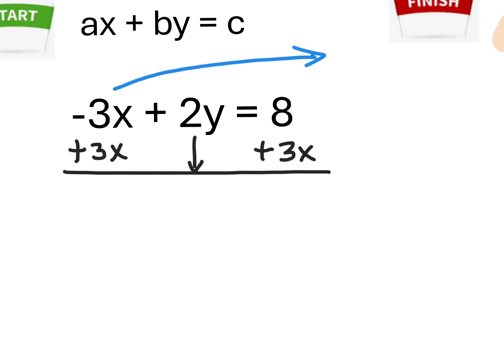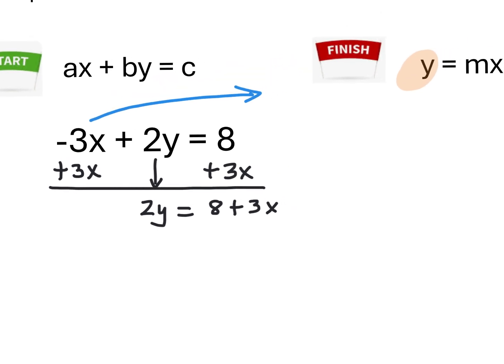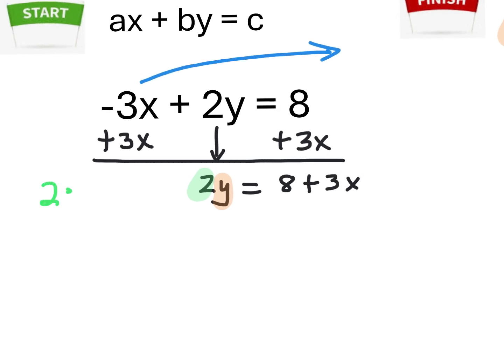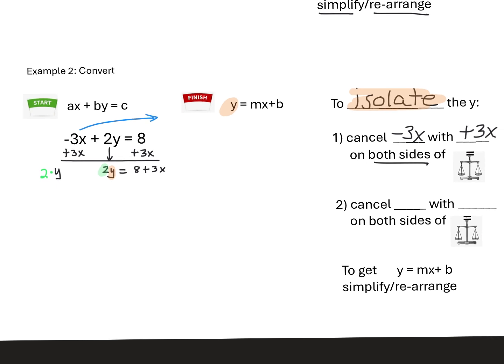So these guys are canceled out. That's going to leave me with that 2y. And again, I can't put an 8 and a 3x together because we don't know what x is worth, so they're not like terms. So now I've almost got my y isolated, except of course we need to cancel out that 2. And just like before, the 2 is sitting next to the y, so that means 2 times y, which means we have to cancel 2 times y.